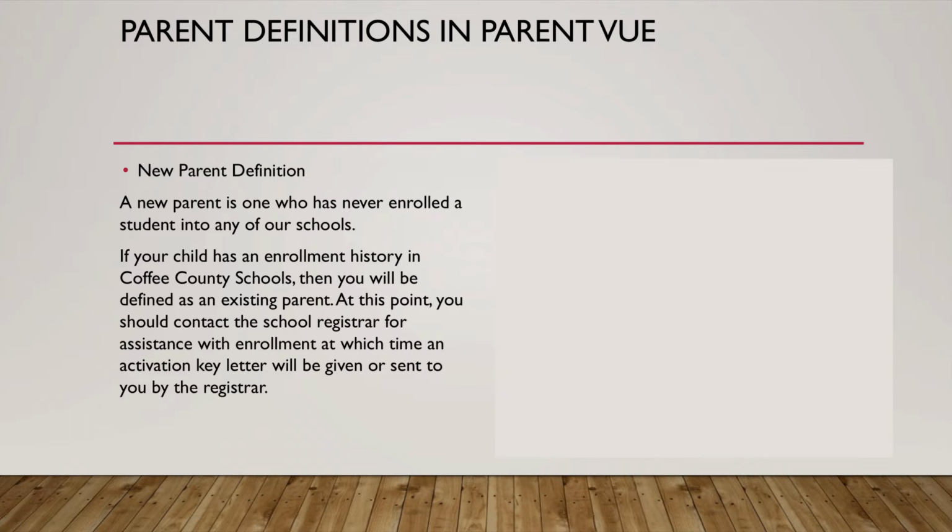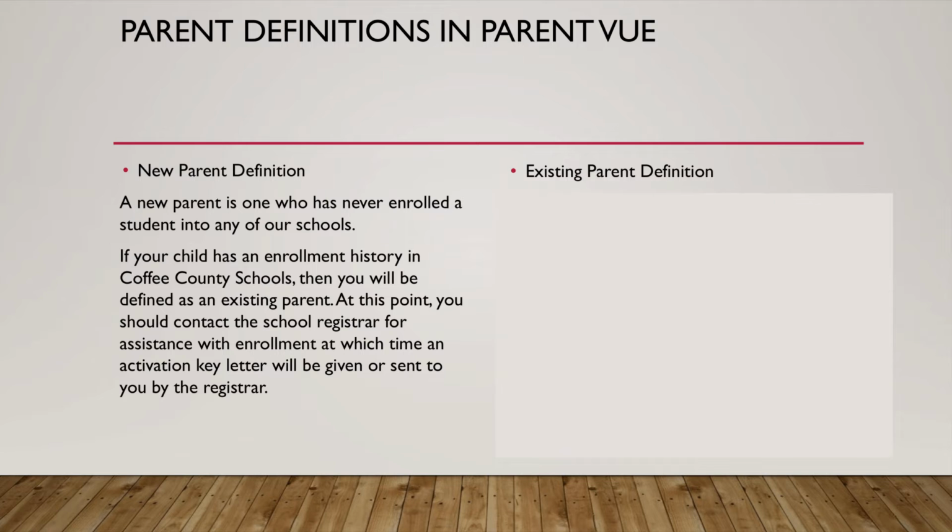Some parent definitions in Parent View. On the left-hand side, you'll see a new parent definition. A new parent is one who has never enrolled a student into any of our schools. Now, if your child has had an enrollment history in Coffee County Schools, then you're defined as an existing parent. At this point, you should contact the school registrar for assistance with enrollment, at which time an activation key letter will be given or sent to you by the registrar.